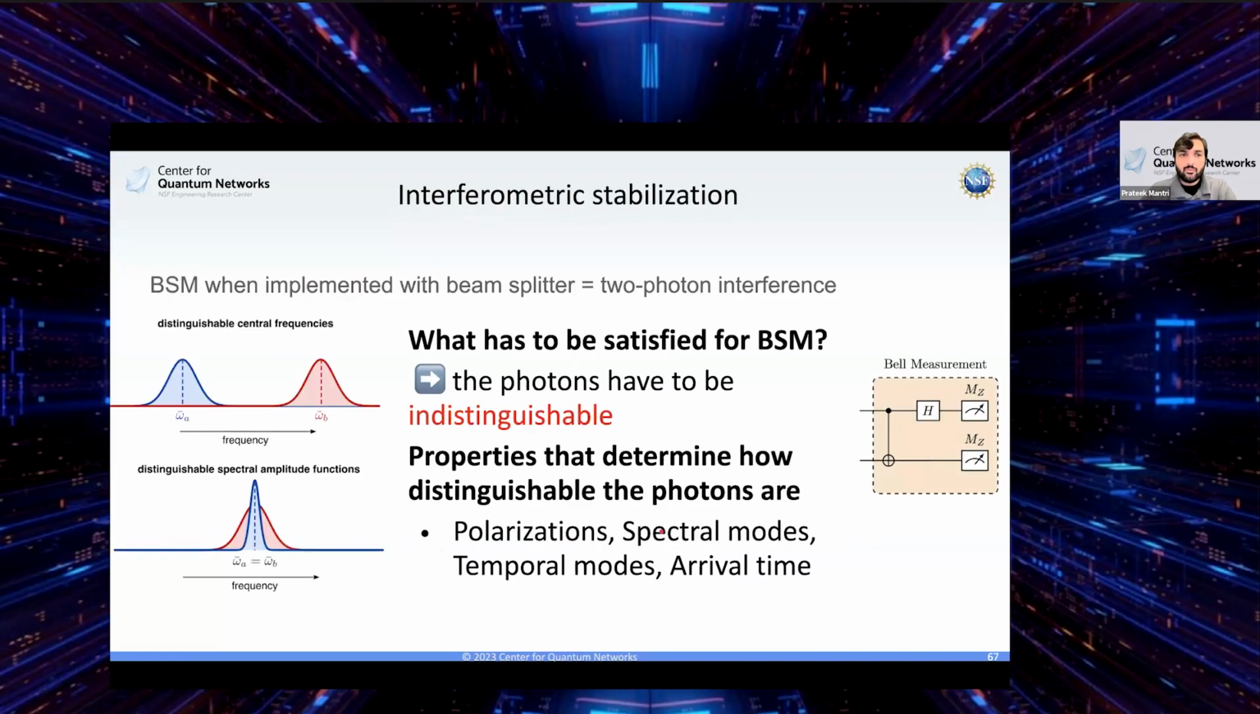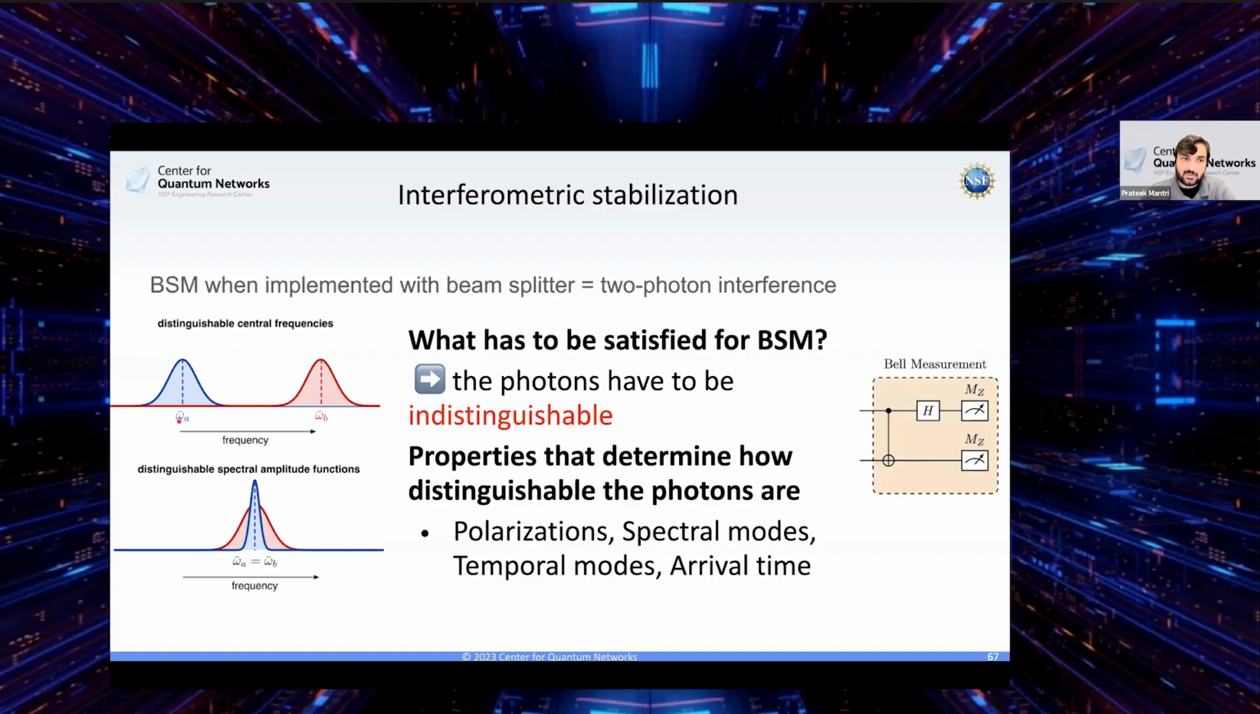Now, one of the things, and we briefly alluded to it in the first part of this course, is we want to erase the which-path information. In other words, the photons that we are sending for a Bell state measurement, so essentially this device, need to be indistinguishable. And as I mentioned earlier, there are many different properties of photons that can make them distinguishable. So you have these polarizations, spectral modes, temporal modes, arrival times.